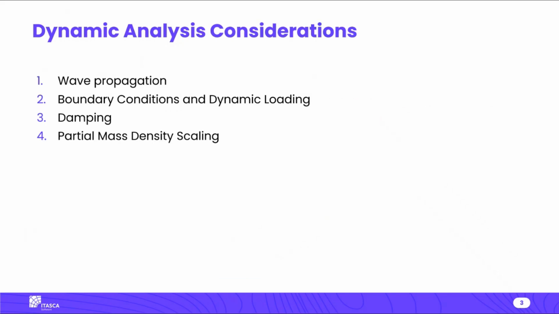The things we need to worry about in dynamics that we did not worry about so far are the following: wave propagation, boundary conditions. So we have different types of boundary conditions when we do a dynamic analysis. Damping. And then the last point is something specific to 3DEC called partial mass density scaling.